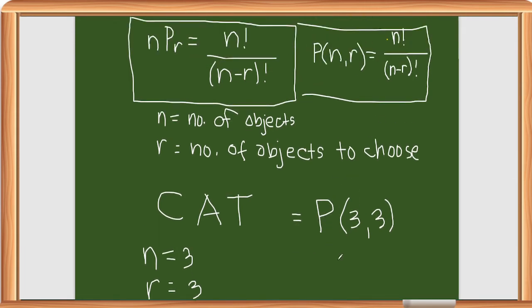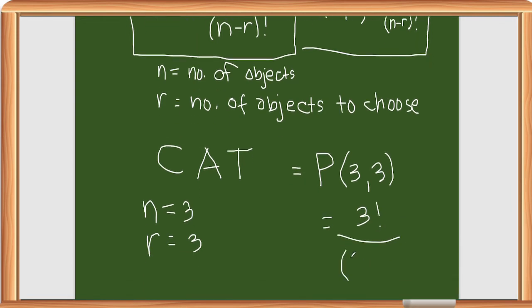Gamitin na natin tong formula. This is equal to N factorial. Your N is 3, so 3 factorial over N minus R, so we have 3 minus 3, your R is 3, and then factorial. Okay, so this is equal to 3 factorial is 3 times 2 times 1. Hanggang 1 lang siya, wag mo na lagay 0 dahil magiging equal to 0 siya. Hanggang 1 lang pinaka last niya. And then here 3 minus 3 is 0. So this is 0 factorial. Okay, take note of this one.